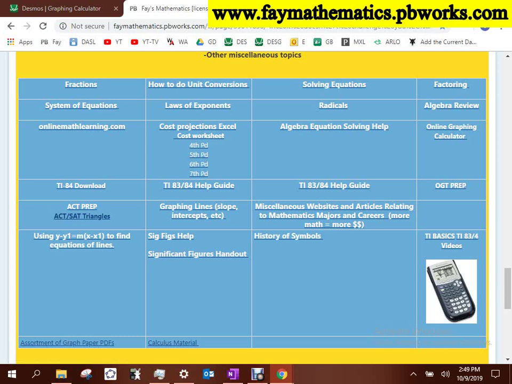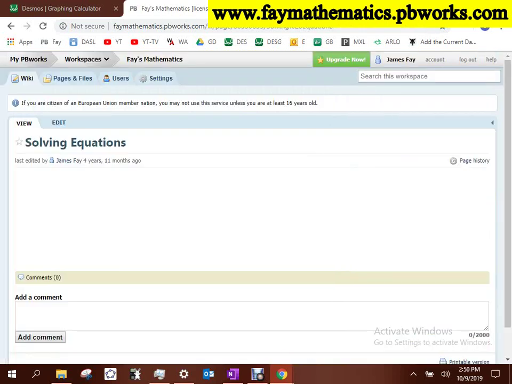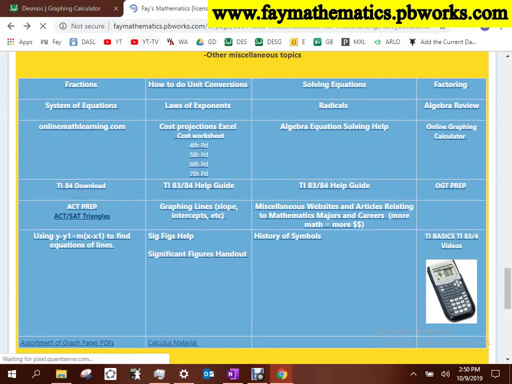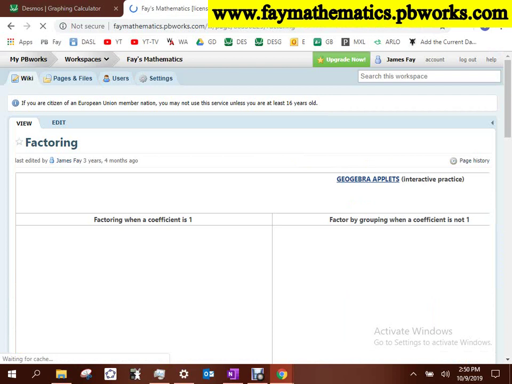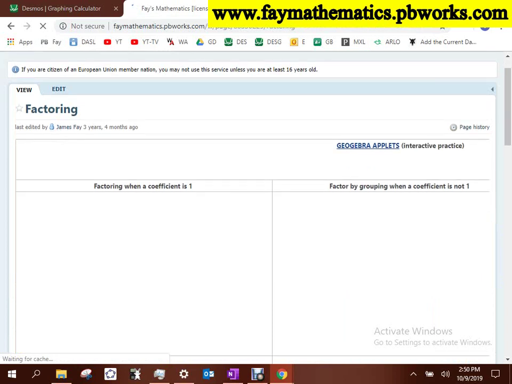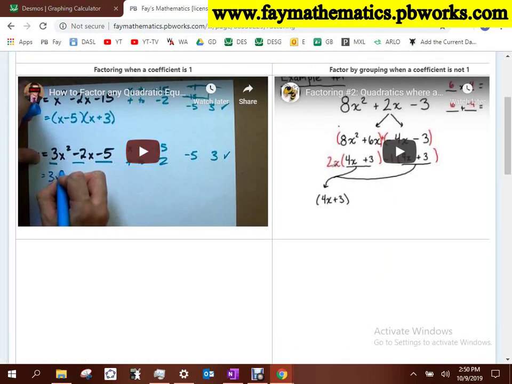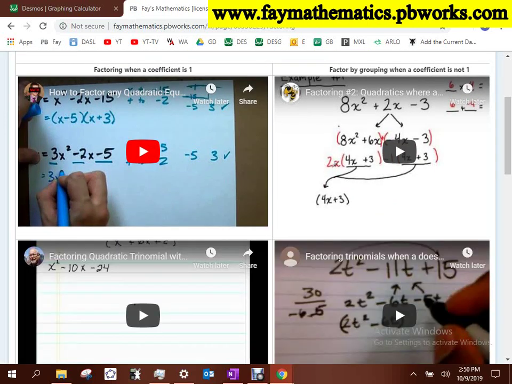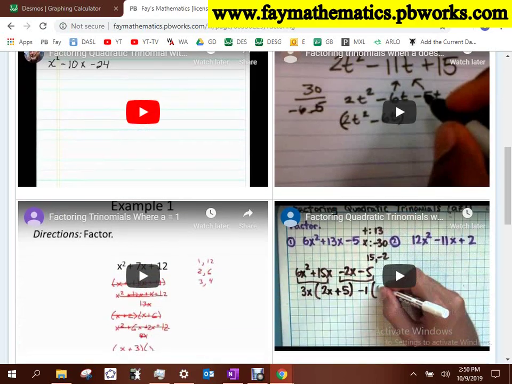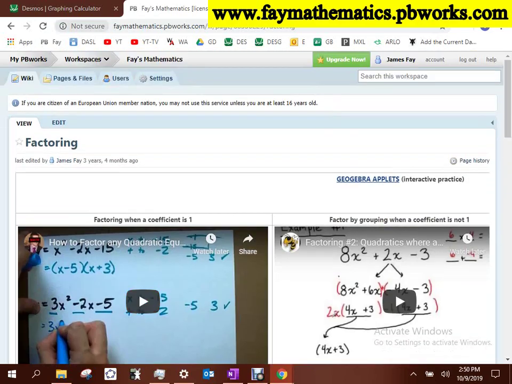Solving equations, no matter what kind of equation you come across. I have nothing in that one, so don't try to click on it. I'll put some stuff in there, though. But factoring will be a key thing that we have to be able to do. If you remember factoring, things like ax squared plus bx plus c, these types of things, that will be a key part of a lot of our questions later in the year. That's the key algebra that we focus on.